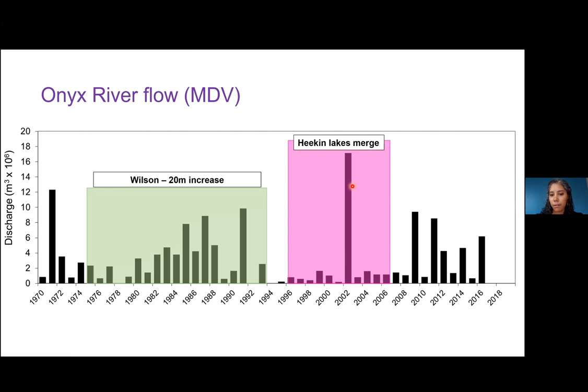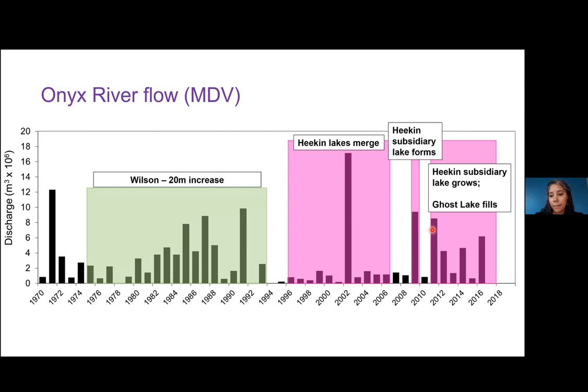We can move forward, though. We know that in 2009, based off of our satellite imagery, that subsidiary lake formed at Mount Heekin. This was another really dramatic melt year, according to the recent record. And then we know that that subsidiary lake is growing and that our Ghost Lake in Thanksgiving Valley is filling along this time period. So if you take a step back, we can see this quasi-synchronous warming trend in Antarctica.